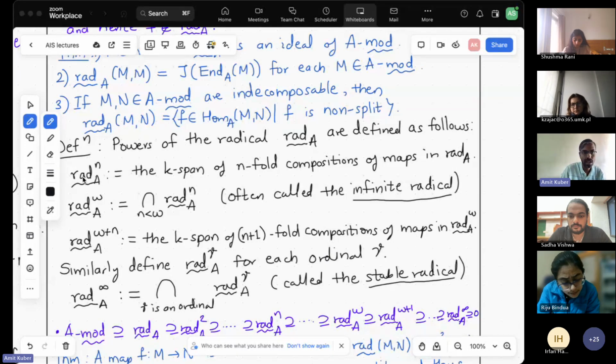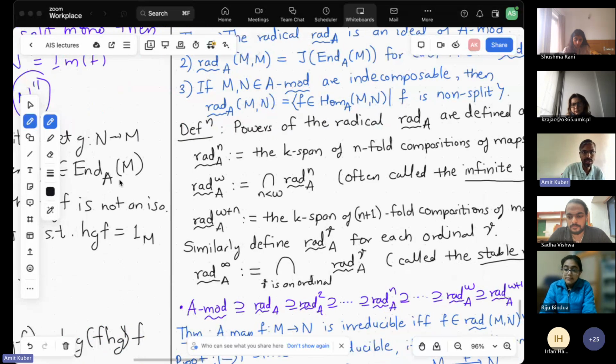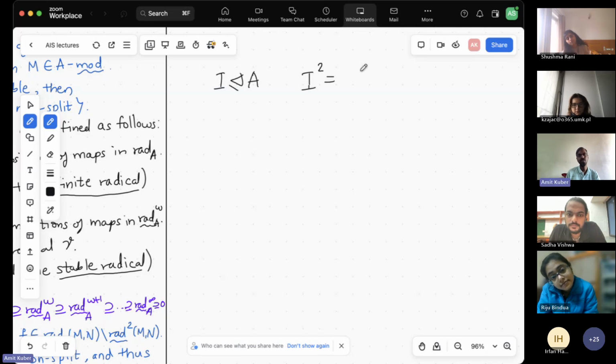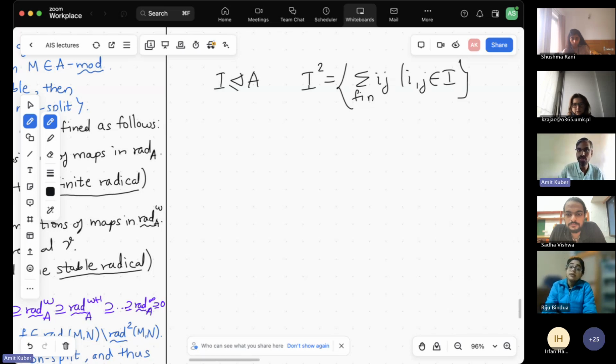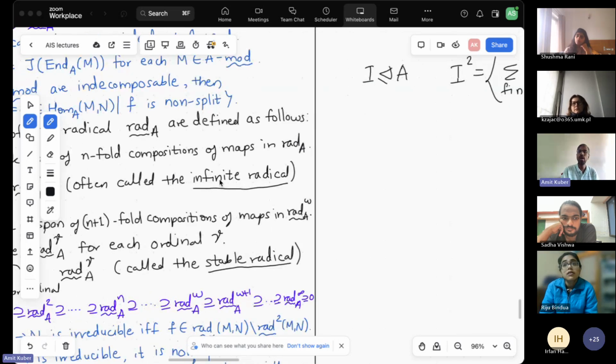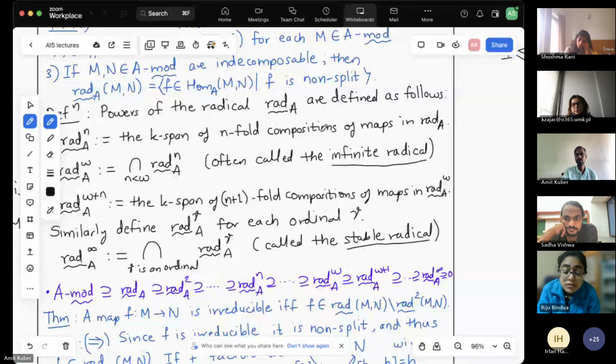Let me remind you of something very quickly. What is the ideal square? Normally, if I is a two-sided ideal of an algebra, then I squared is the set of finite sums of products ij, where i and j are elements in I. So finite sums of products of two elements. And we are going to say exactly the same thing over here. What is rad to the power n? It is the k-span of n-fold compositions of maps in the radical. No change here. We have to take the k-span, however.